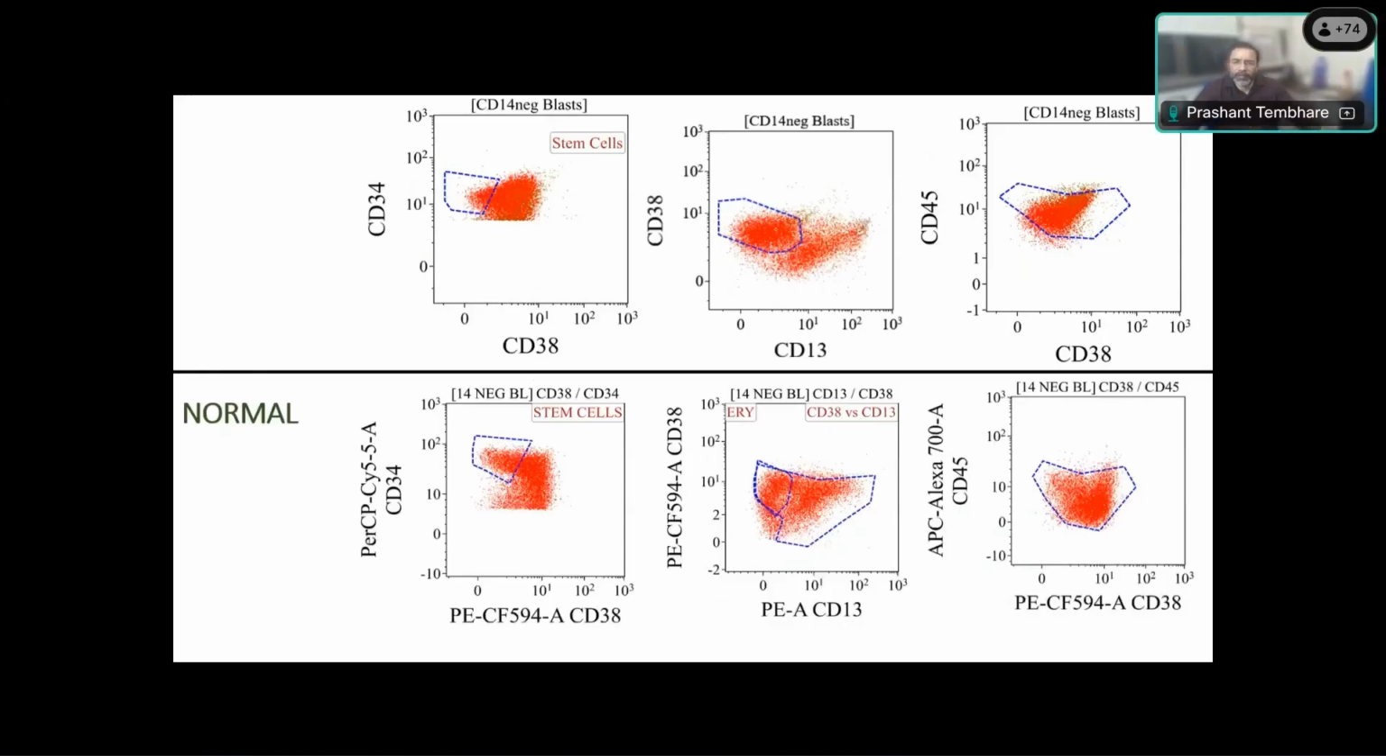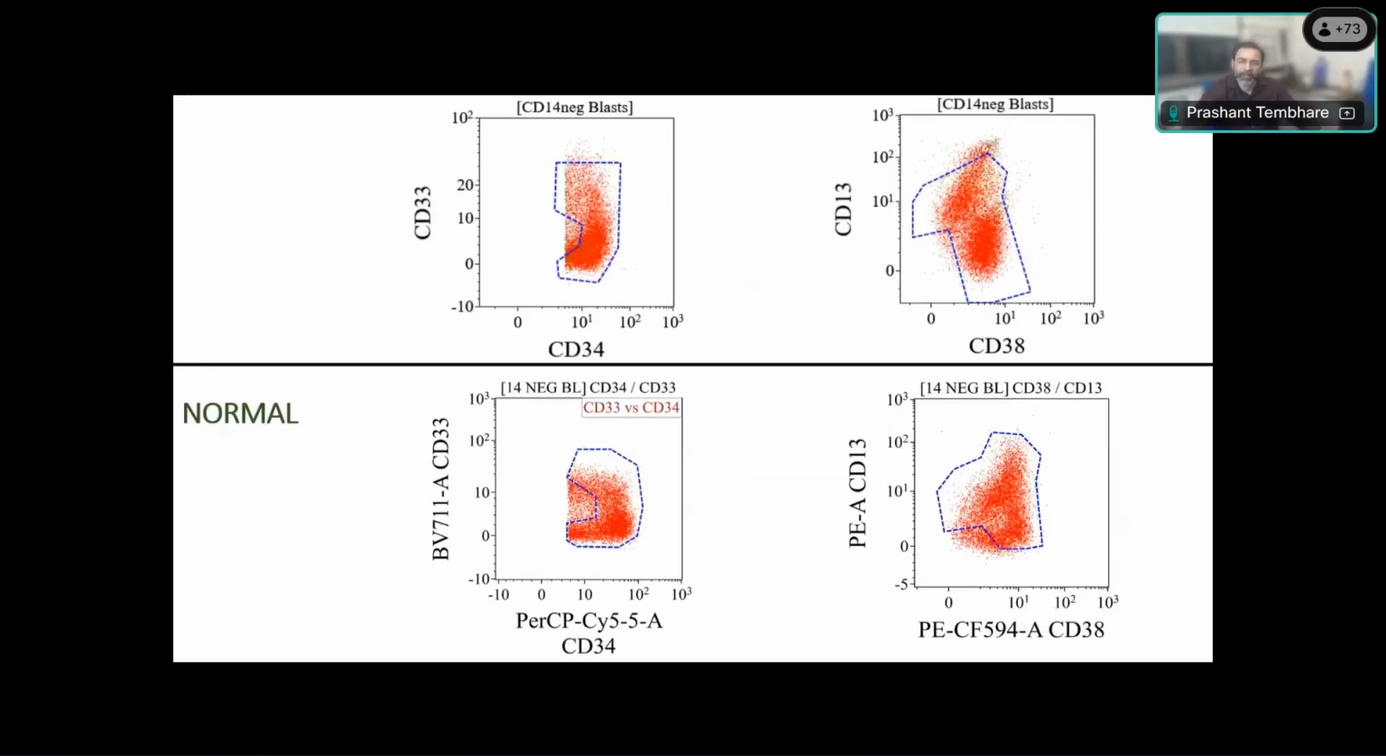You can see here there is an increase in the population of stem cells, loss of CD13 in the CD38 positive population. There is down regulation of CD13. Then normally it should go like this, but it is going like this. So there is some aberrant maturation pattern. See, normally it goes like this, but here it is going like this. So it is diagonally abnormal. There is clustering of blasts. There is loss of CD33.